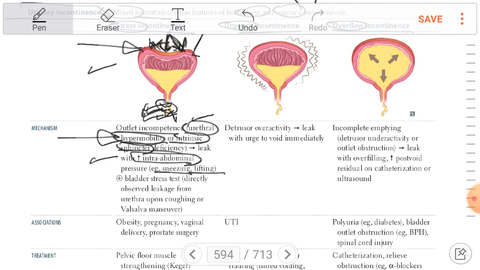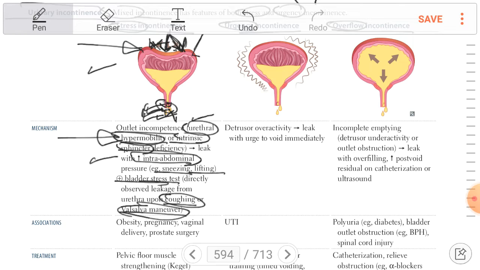Then positive bladder test is what? You will ask the patient to cough or do a Valsalva maneuver. What is Valsalva maneuver? Expiration against what? Against closed epiglottis. So expiration, exhale against closed epiglottis. So coughing or sneezing, or Valsalva maneuver by expiration against what?